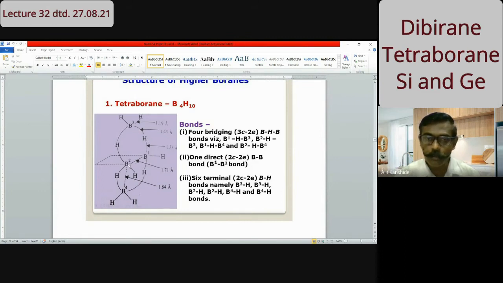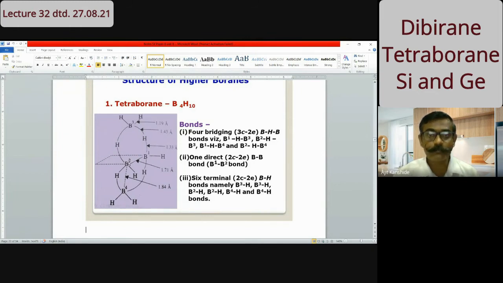Think about the boron 1, boron 2 distance. It is 1.71, while the boron 2 and boron 4 distance is 1.84. It means boron 1 and 2 are closer, because there is a direct bonding between them. While between boron 2 and boron 4, there is no direct bonding. You are finding a dotted line here. This is not a bond. It is only to indicate the length; it is shown as if there is a linkage, but it is not a linkage. To show the length, these dotted lines are used.